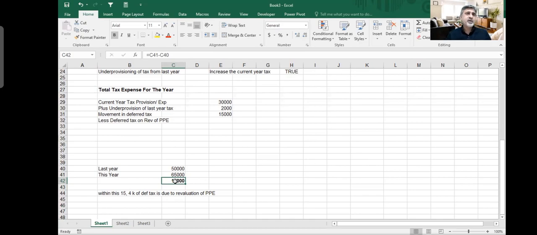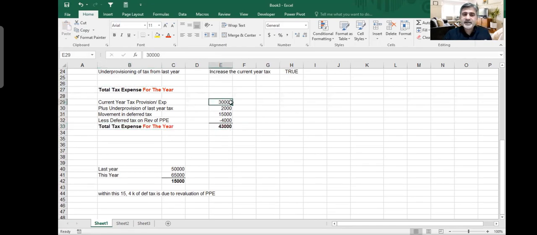Besides, I'm not going to sell the property, and therefore I don't have to pay the tax this year. The property remains with me, and I cannot consider it as a tax expense of the year. We are considering here the deferred tax expense for the year. So whatever happened on the property does not relate to the current year, because an asset is not only for 1 year. So you should subtract that. And what you come up with as your tax expense for the year now is, let's suppose, 43,000. So this year current tax plus last year under provisioning plus the deferred tax movement if it has increased, and minus the deferred tax due on the revaluation of property.